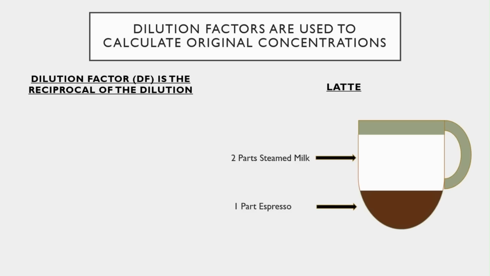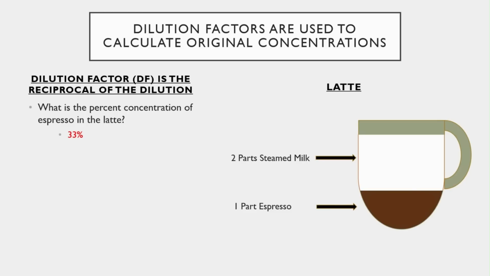So in this example here, we've made a very simple dilution of our espresso. We've taken 1 part espresso and added 2 parts steamed milk in order to produce a latte. Let's think about this intuitively at first, and then we'll understand how dilution factors work mathematically. So first of all, what is the percent concentration of espresso in the latte? You should have said 33%.